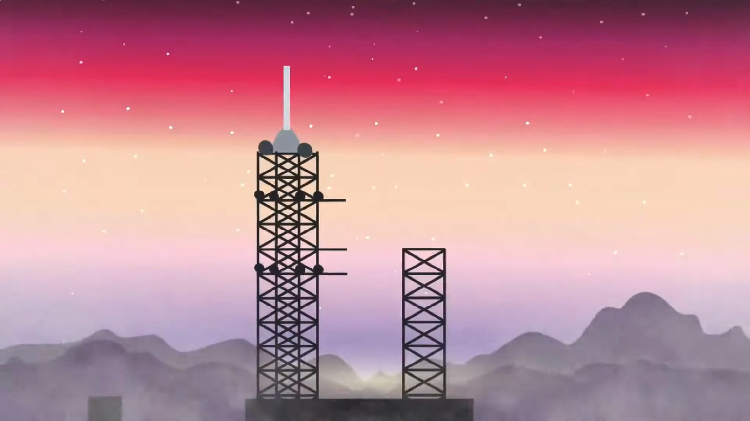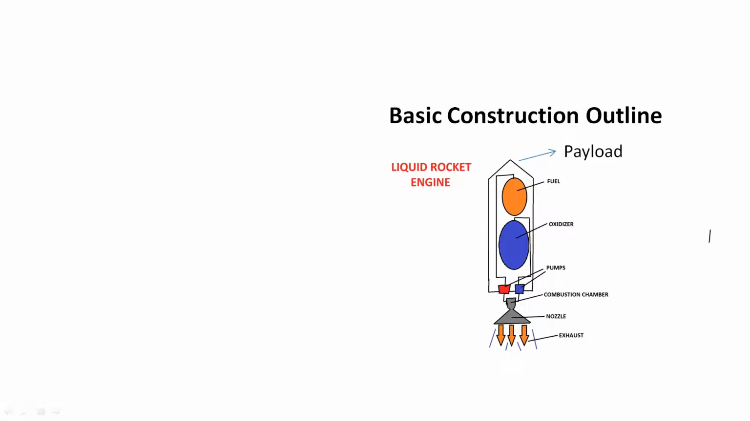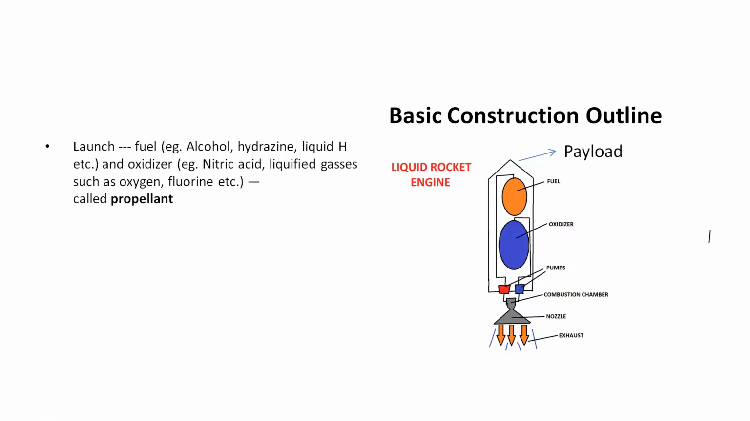So let us discuss the basic construction of a rocket. Now this is the construction diagram of a rocket. Here you can see that there is a payload, fuel, oxidizer, pumps, combustion chamber, nozzle and exhaust. And this is the liquid rocket engine. In the solid rocket engine, the fuel will be in solid form. So let us discuss all these components one by one.